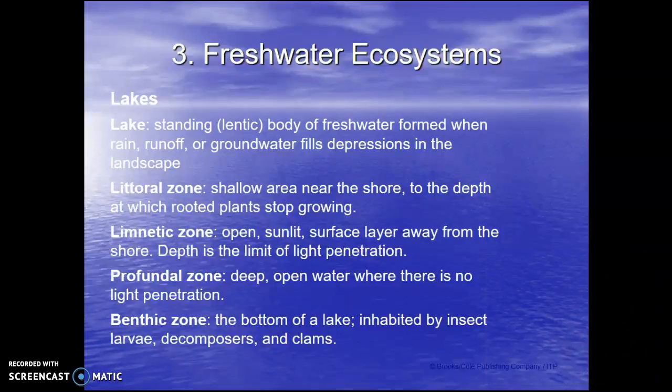Now we're going to talk about freshwater ecosystems for just a little bit. When I think about freshwater ecosystems, there's going to be a lot of key terms that go into this. First off, lakes are lentic bodies of water, which means that they're standing still, lentic, and then there are several zones that lakes are broken up into. Those zones are the littoral, limnetic, profundal zone, and then finally on the bottom, the benthic zone.